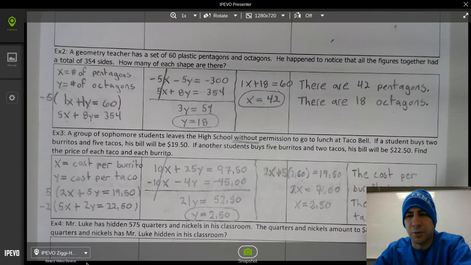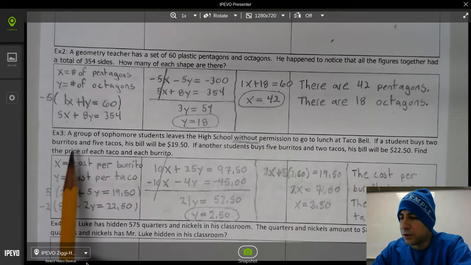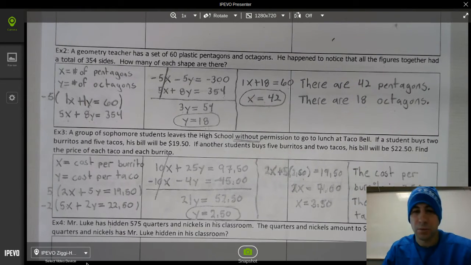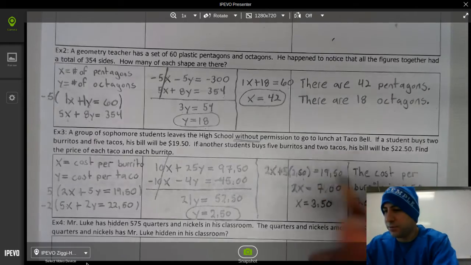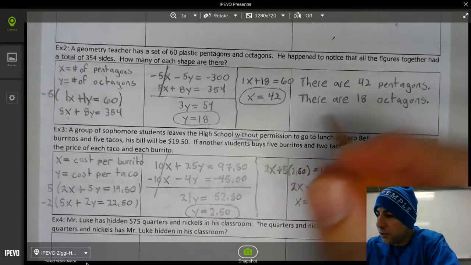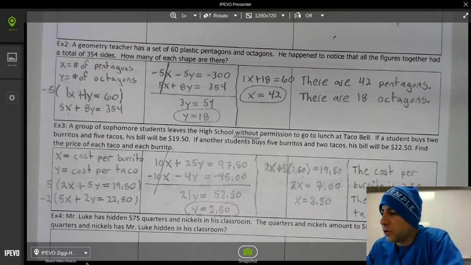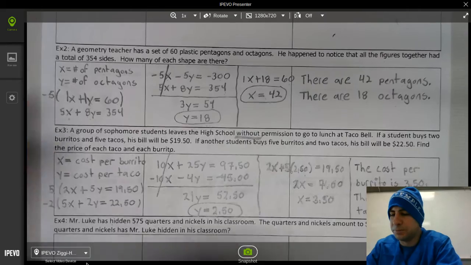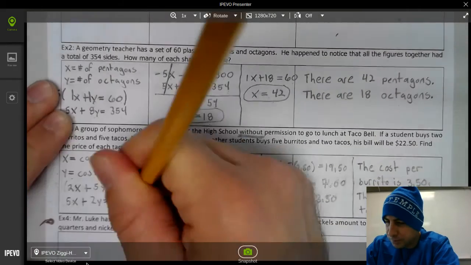All right, let's look at example 3. Now, this is a complete fake problem. We don't use math in the real world, so this would never happen. A group of sophomore students leaves the high school without permission to go to lunch at Taco Bell. If a student buys 2 burritos and 5 tacos, his bill will be $19.50. If another student buys 5 burritos and 2 tacos, his bill will be $22.50. Find the price of each taco and each burrito. I'm going to erase this and come back to it.